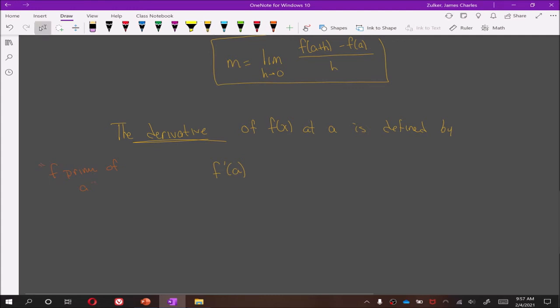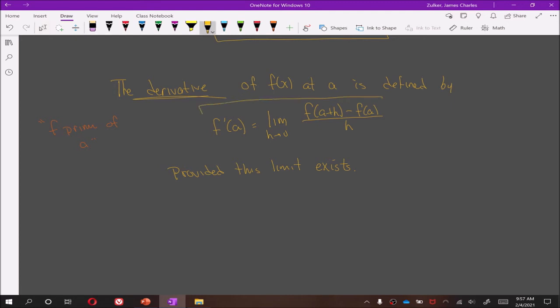Right, so this little apostrophe up here is a prime. And we take it by definition to be the second limit formula. So limit as h approaches 0, f of A plus h minus f of A all over h, provided it exists. And of course, alternatively, we could also use the other limit to write this limit as x approaches a, f of x minus f of a all over x minus a.